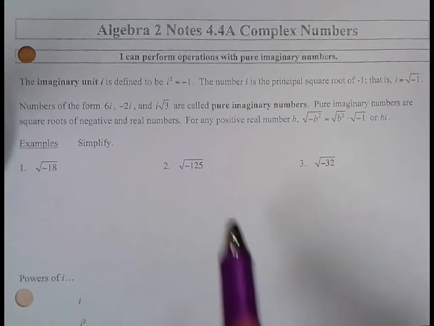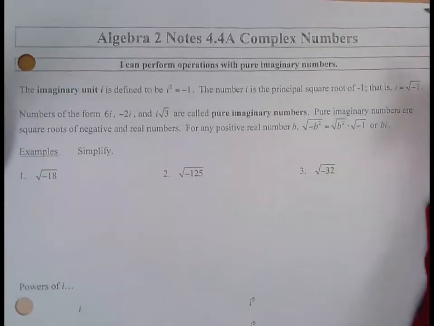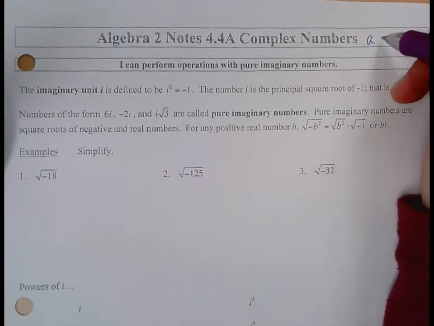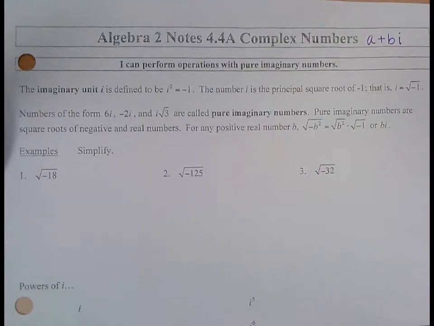So ultimately, today you want to be able to perform operations with pure imaginary numbers. All complex numbers can be written in the form a plus b times i. And today we are just focusing on the pure imaginary part of the number, which is the b times i part.